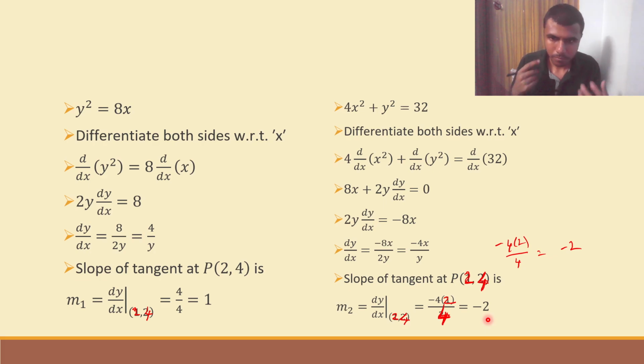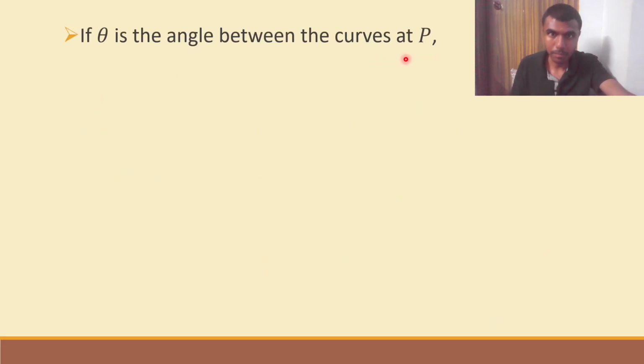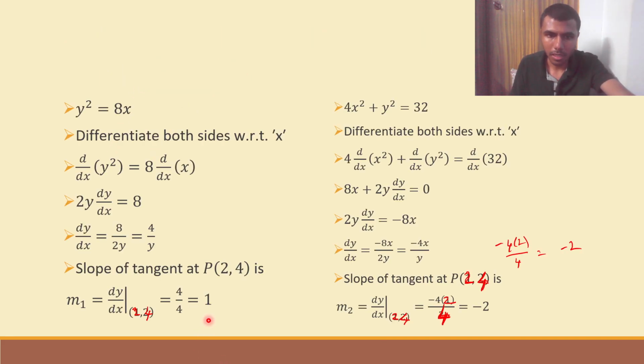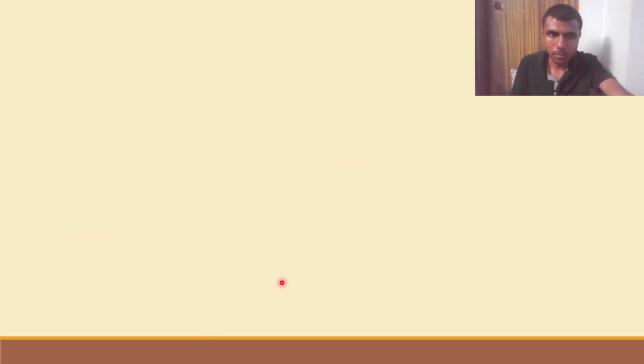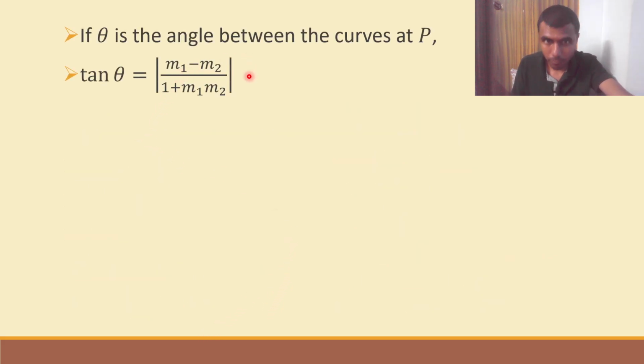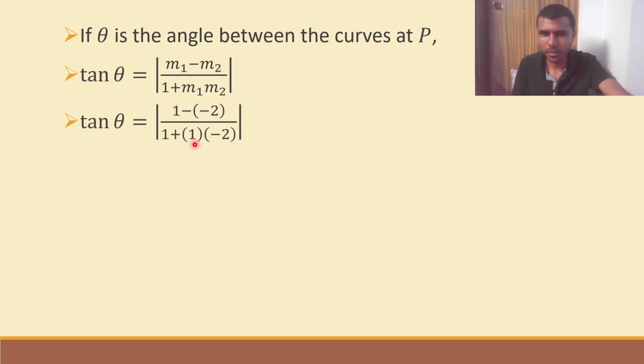Fine. Next, m1 is 1 and m2 is minus 2. Now the tan theta formula is, if theta is the angle between the curves at P, tan theta is mod of m1 minus m2 by 1 plus m1 m2. So tan theta is 1 minus of minus 2 by 1 plus 1 into minus 2. I just substituted m1 as 1 and m2 as minus 2.